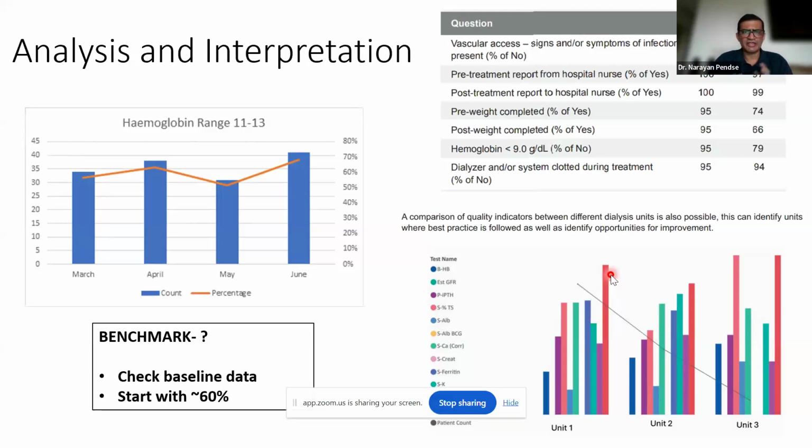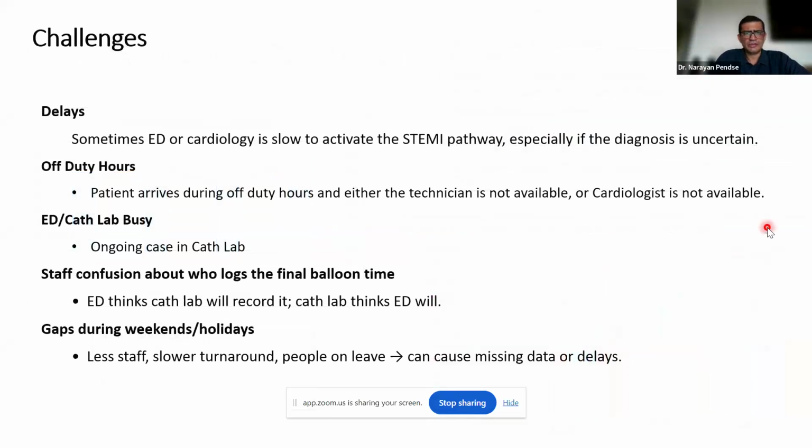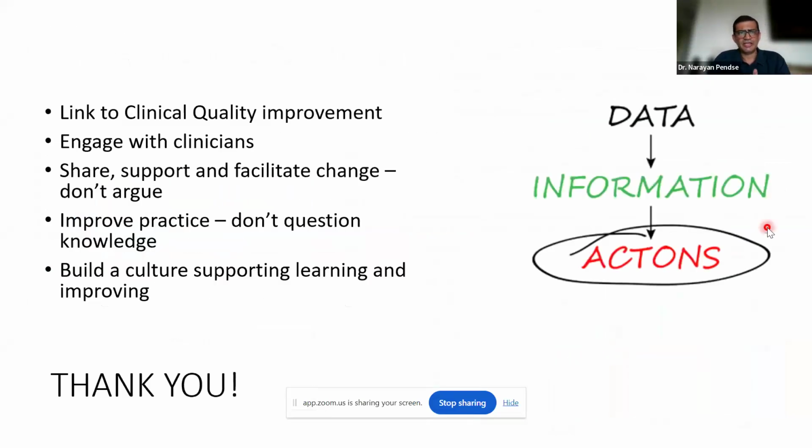A good target would be say around 50 to 60%. Even that could be difficult for some of the hospitals, but you can then monitor your practice and compliance and see how you can improve the follow-up and the anemia control for these patients. If you are a network of hospitals, you could also compare between different hospitals as to how their dialysis centers are performing.